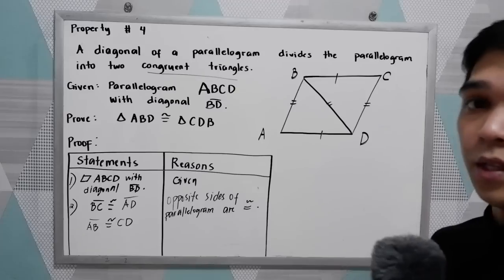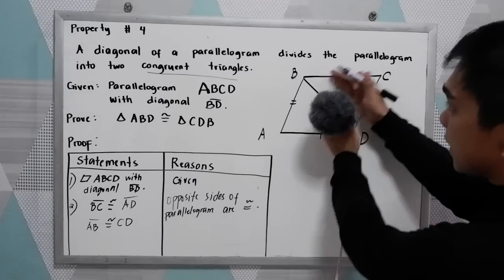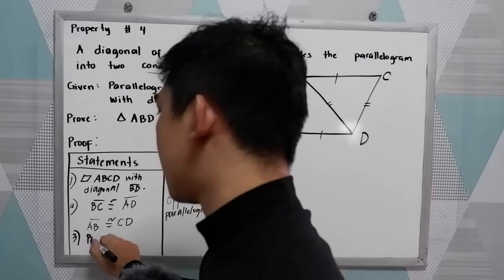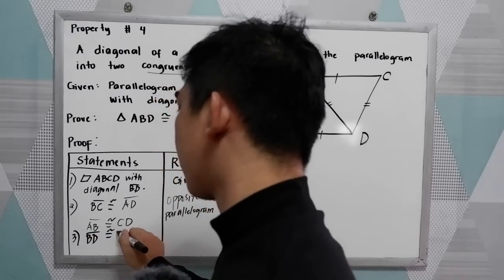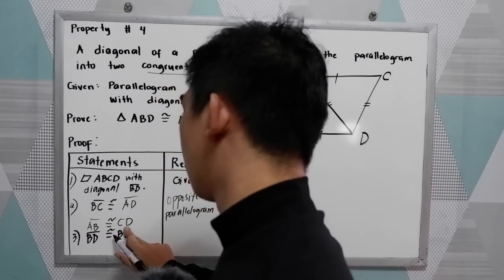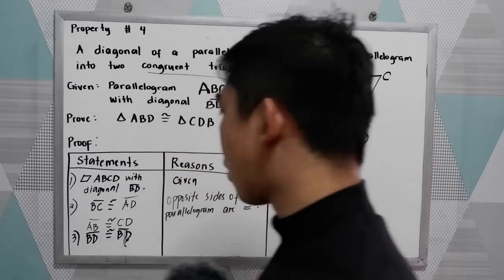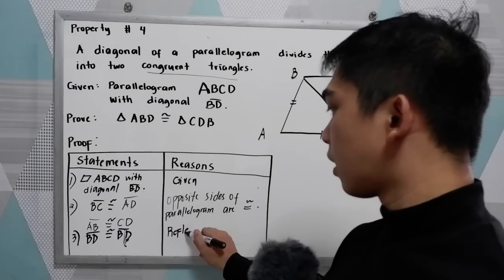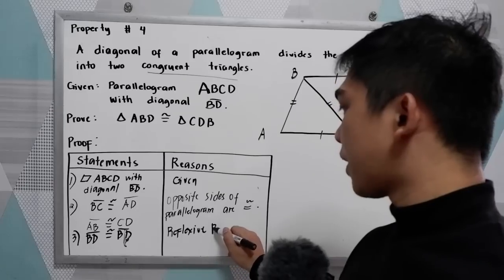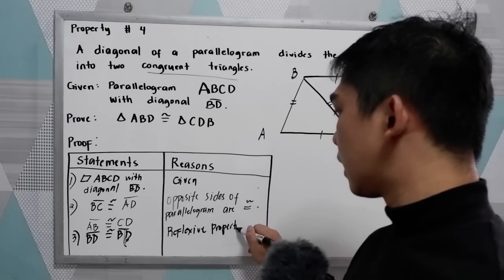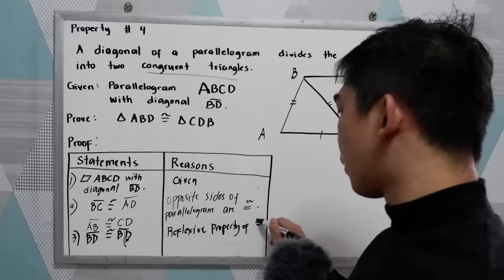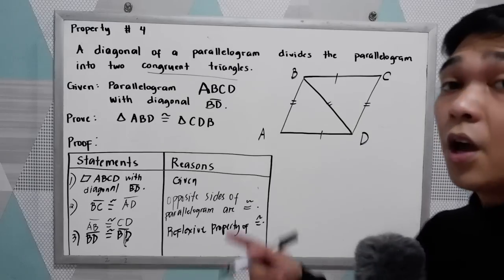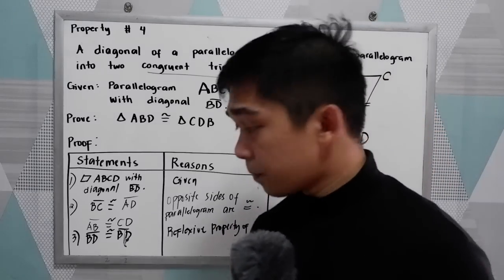Now, our third statement, we know that BD is equal to BD. So if we split the two triangles, we can say that BD is congruent to BD. That is according to our reflexive property of congruence. Reflexive property of congruence, your lesson when you were in grade 8.